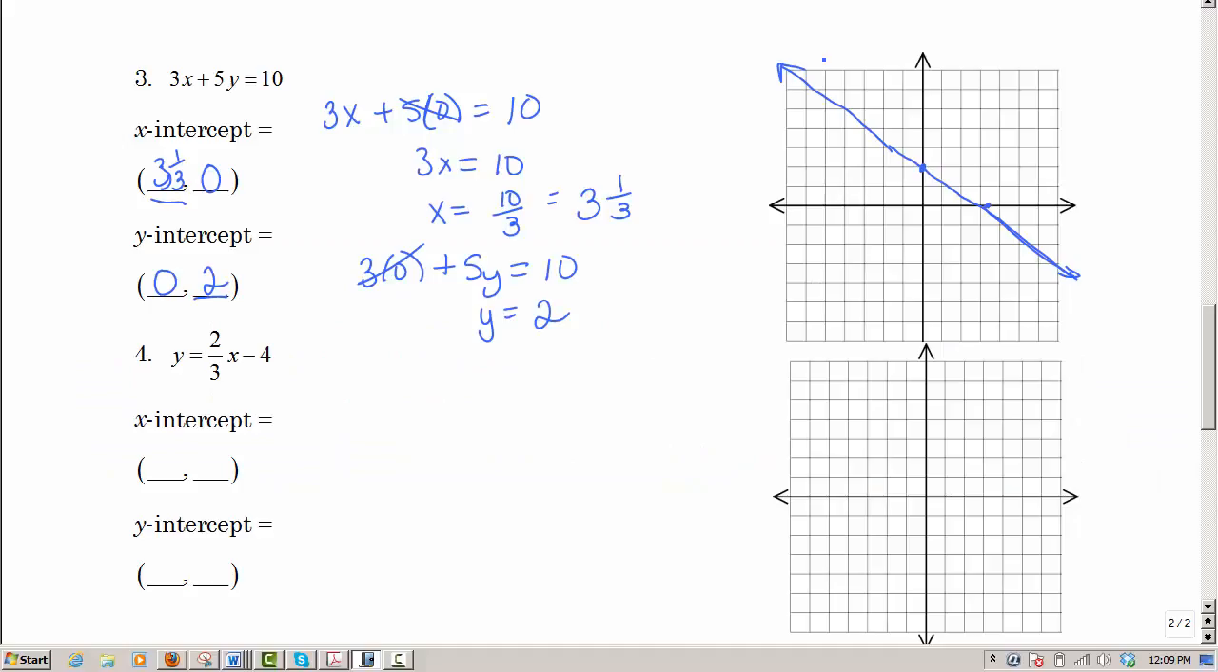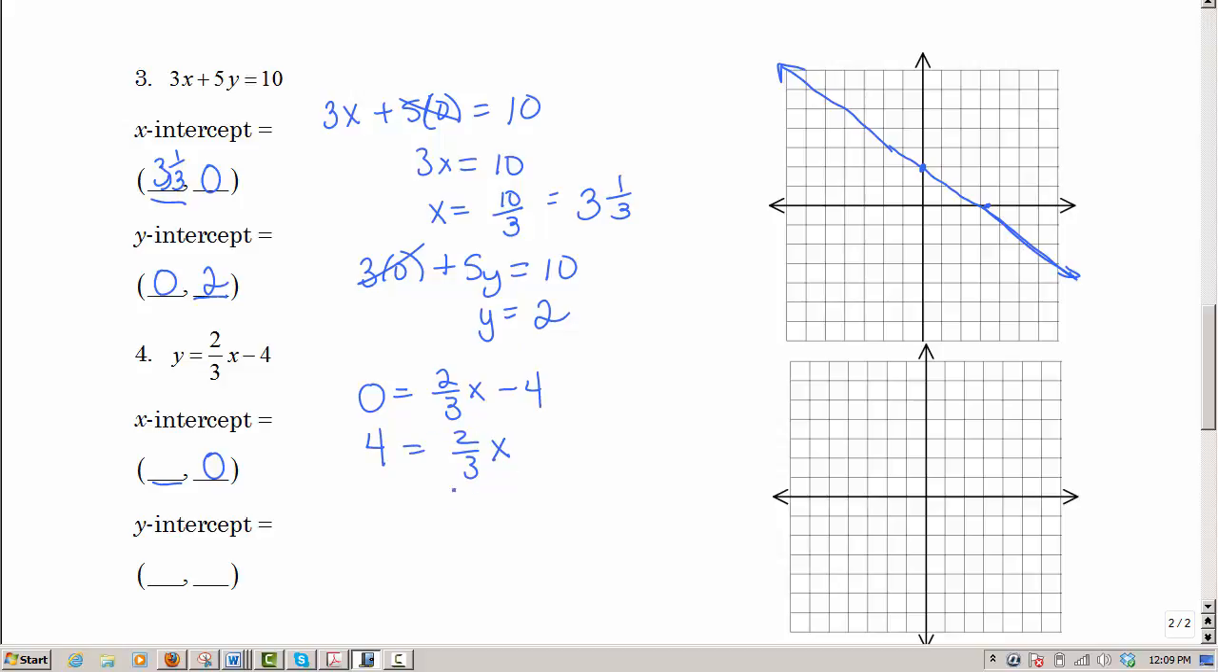Number 4, in a little bit different format. That's okay. So I want to find x, so I let y equal to 0. So I have 0 equals 2/3 x minus 4. Oh, we got to learn how to remember our algebra. So I'm going to add 4 to both sides.